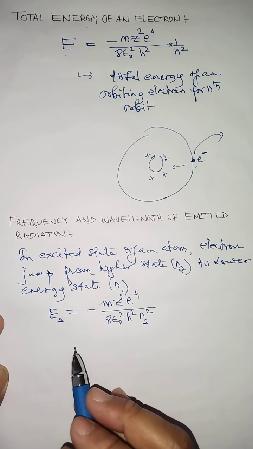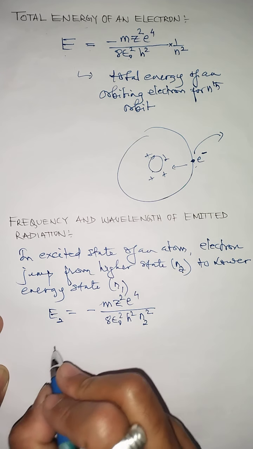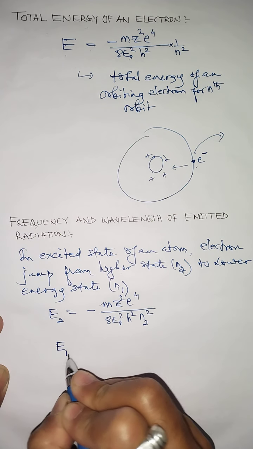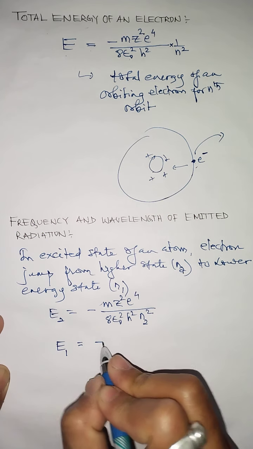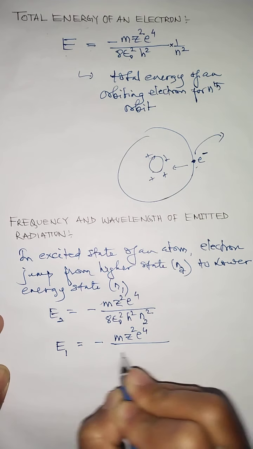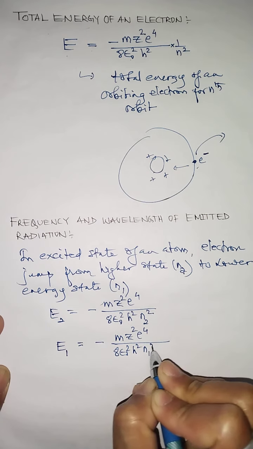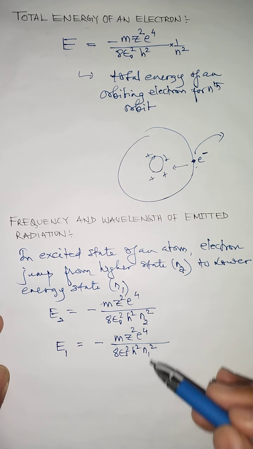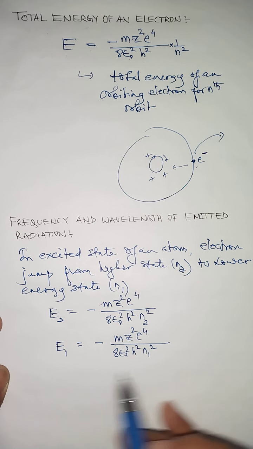This is the energy of an excited atom in the higher state. Similarly, the energy in the lower state can be given by E1. So E1 can also be written the same way: minus m Z square e to the power 4 by 8 epsilon naught square h square and n1 square. So these are the energies acquired by the electron in the two different states. Now I calculate the energy difference.